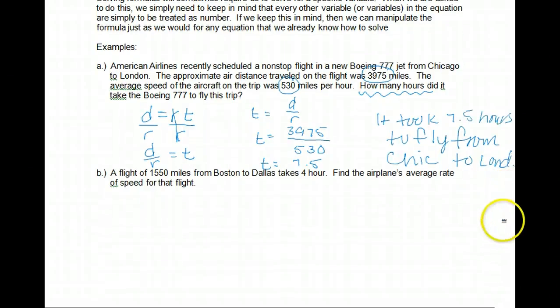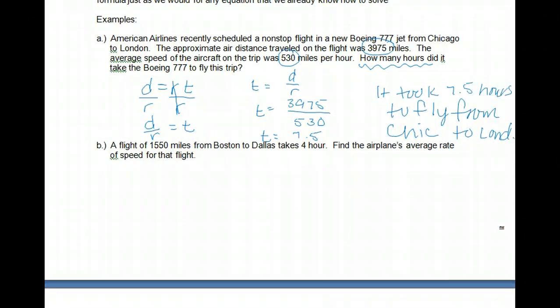Letter B, we're going to approach exactly the same way. A flight of 1,550 miles from Boston to Dallas takes 4 hours. Find the airplane's average rate of speed for that flight. So we're still working with the distance formula, D equals RT, but this time they want to know the rate.